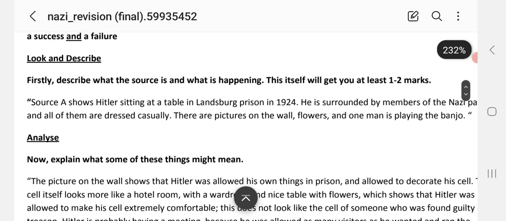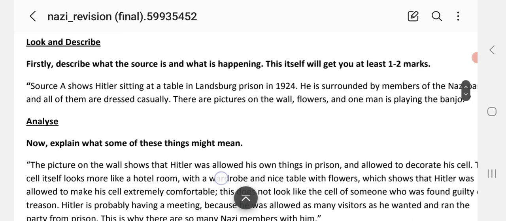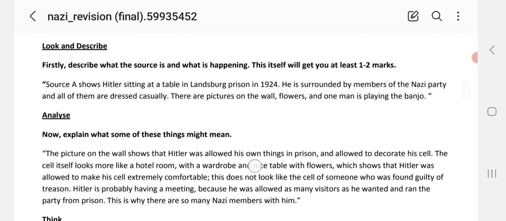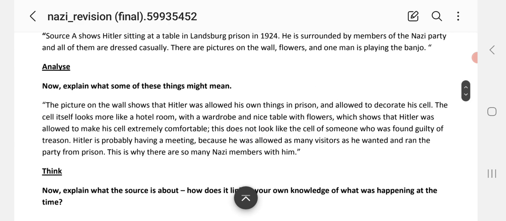Look and describe. Firstly, describe what the source is and what is happening. This itself will get you at least 1 or 2 marks. An example. Source A shows Hitler sitting at a table in Landsberg prison in 1924. He is surrounded by members of the Nazi Party and all of them are dressed casually. There are pictures on the wall, flowers, and one man is playing the banjo. Analyse. Now you need to explain what some of these things mean. The picture on the wall shows that Hitler was allowed his own things in prison and allowed to decorate his cell.